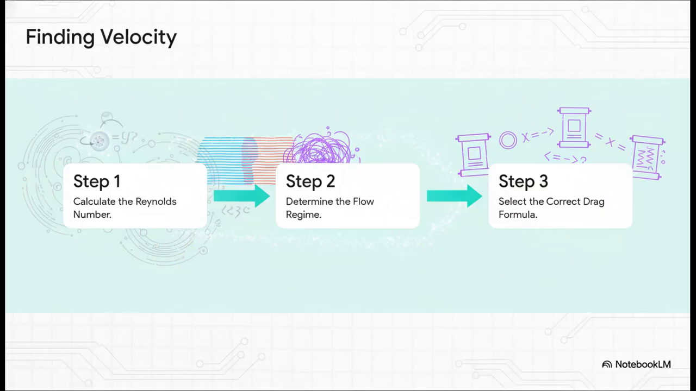So you see, finding the terminal velocity isn't really a single calculation. It's more like a three-step recipe. First, you've got to calculate the Reynolds number for your particle. Then, based on that number, you figure out which flow regime you're in. And only then does that regime tell you exactly which formula you need to use for the drag.